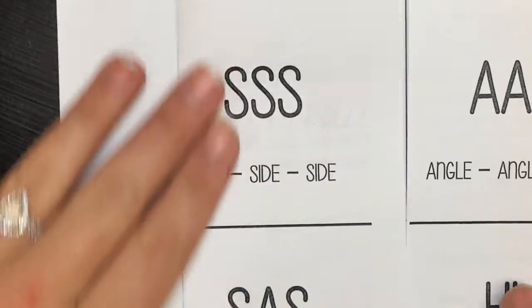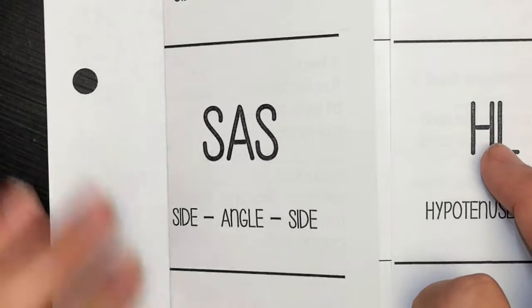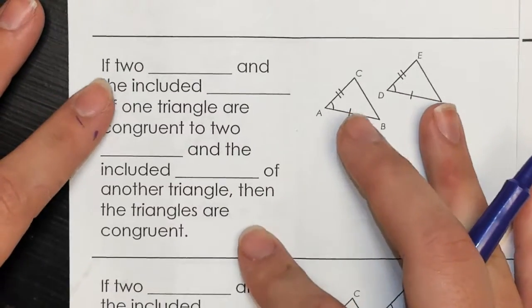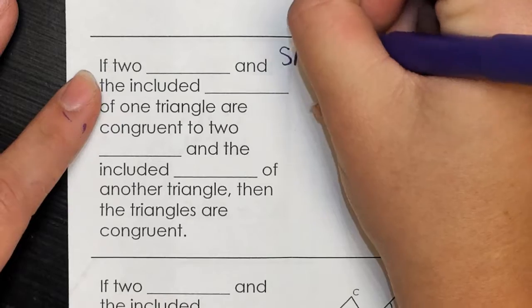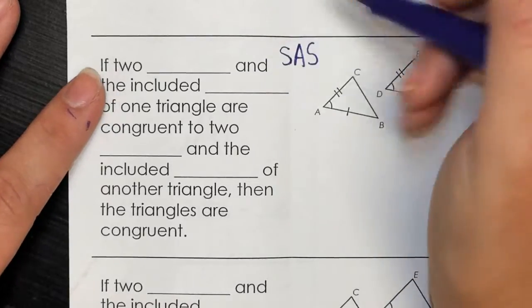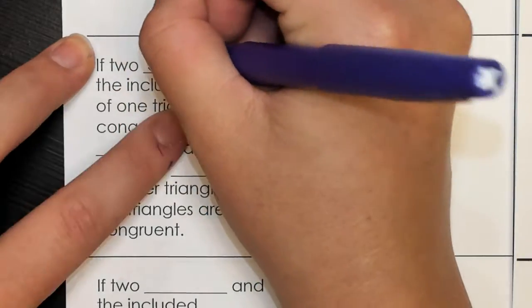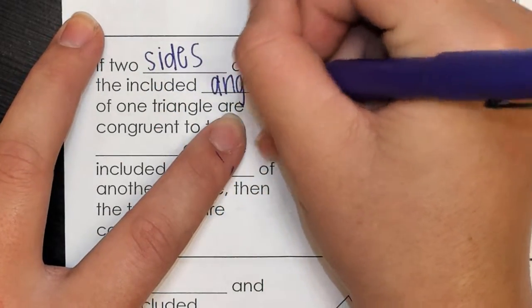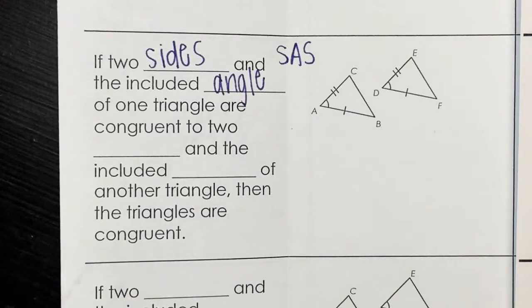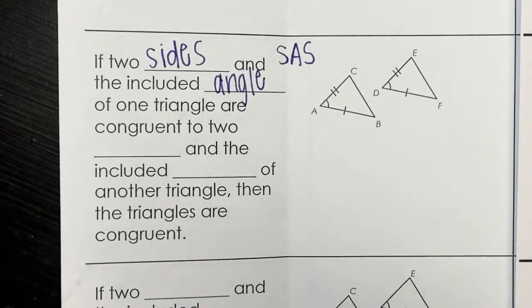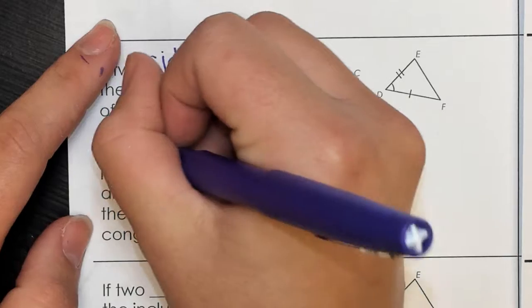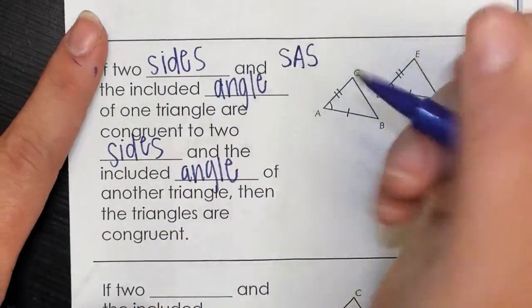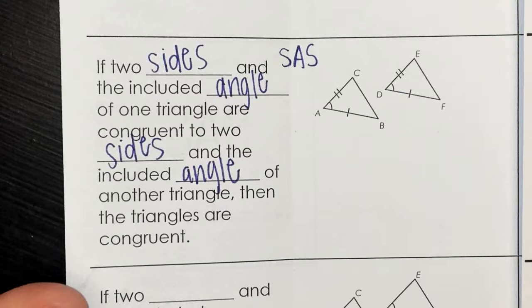Okay. Now, what's the next one? SAS. Side, angle, side. If it's SAS, what do we have two of? Sides. So, if two sides and the included angle of one triangle are congruent to two sides and the included angle of another triangle, then they are congruent.